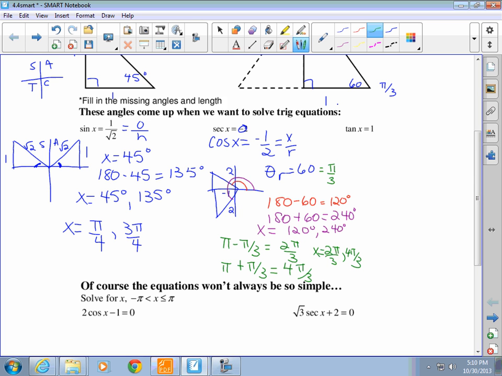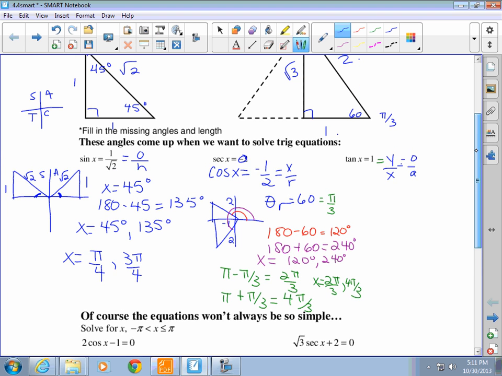So tangent is equal to, it's either y over x or the opposite over adjacent. And it's kind of a good idea to keep both of those in mind. So tangent to have a value of 1 means that I'm looking at which of my triangles here are going to have a ratio of 1.